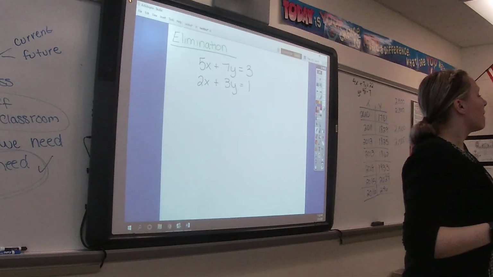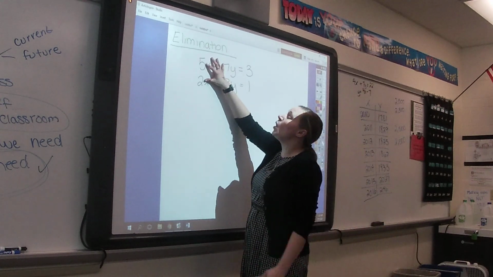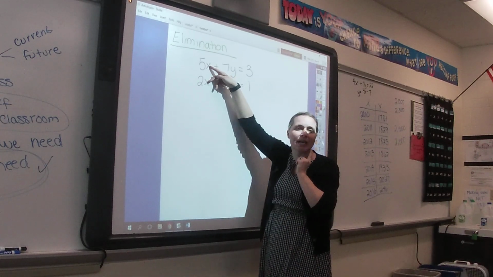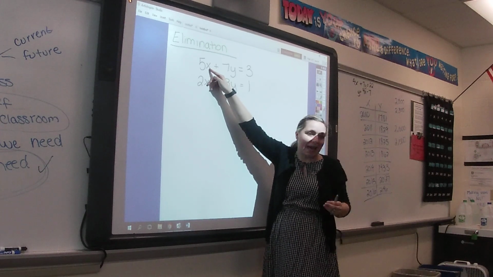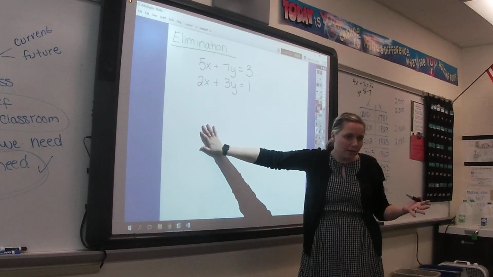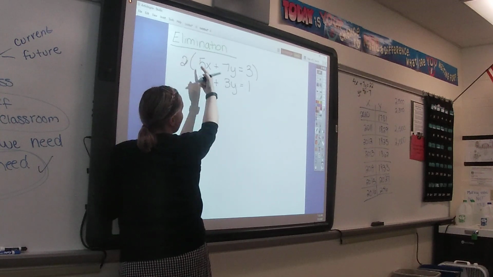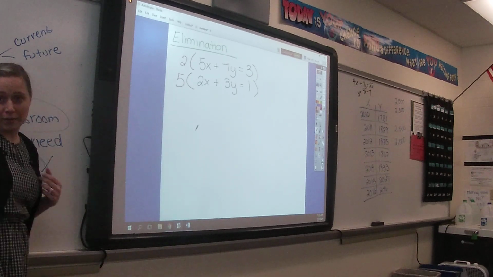Instead of multiplying one of them, let's see. Is there something I could multiply, even if it's 2 different numbers, and get these to become the same thing? Yes. 2 and 5. Both of them could turn into a 10. I can't make a 5 become a 7 by multiplying by an integer value, right? But I could choose to multiply this top equation by 2 and this bottom equation by 5.